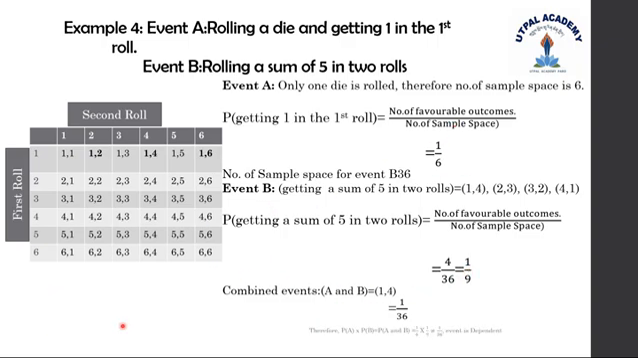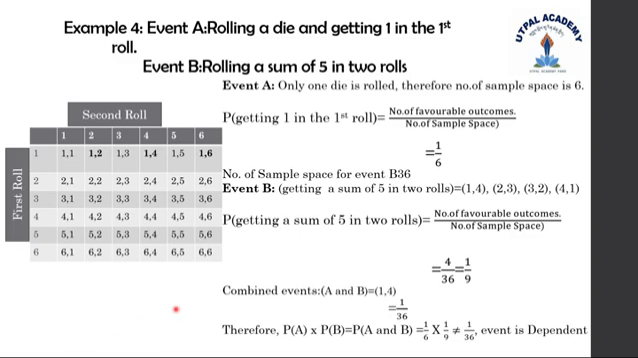So let us check it out. Yes, therefore the probability of A times B as separate events, the probability of A is 1 over 6 times 1 over 9, which is not equivalent to 1 over 36. We get 1 over 54. So it is not equivalent, which means it is a dependent event.